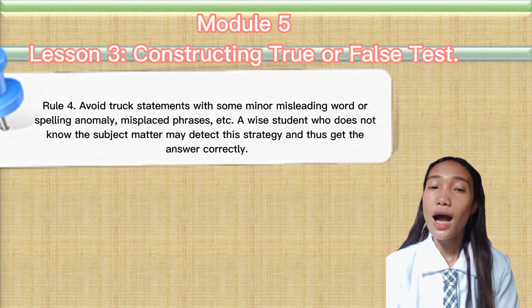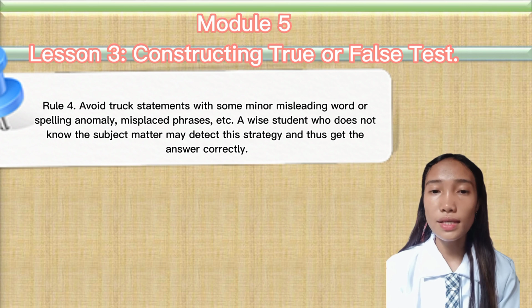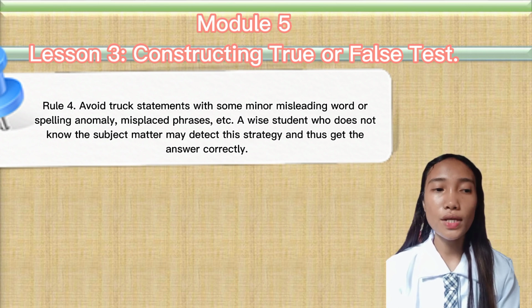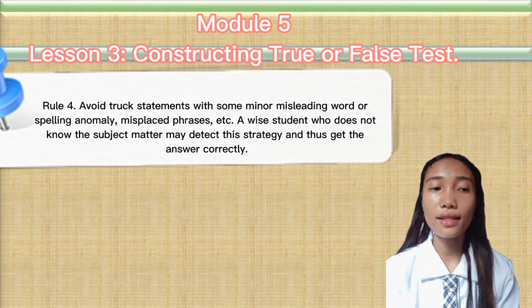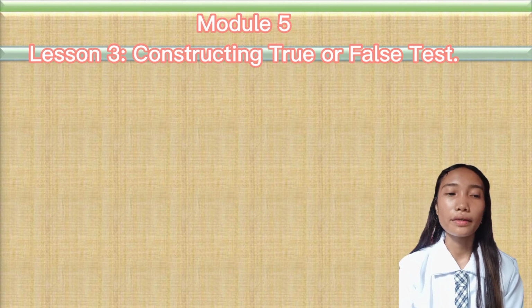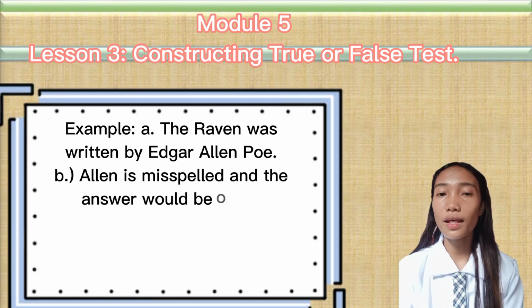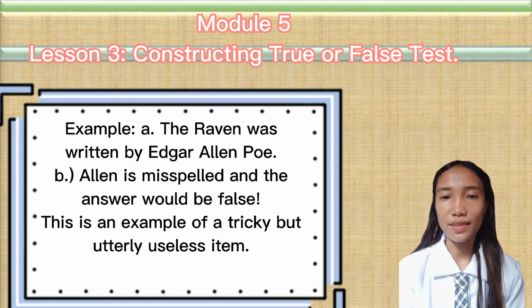Rule number 4. Avoid tricky statements with some minor misleading word or spelling anomaly, misplaced phrases, and others. A test-wise student who does not know the subject matter may detect this strategy and thus get the answer correctly. For example, A. The Raven was written by Edgar Allan Poe. Letter B. Allan is misspelled, and the answer would be false. This is an example of a tricky but utterly useless item.